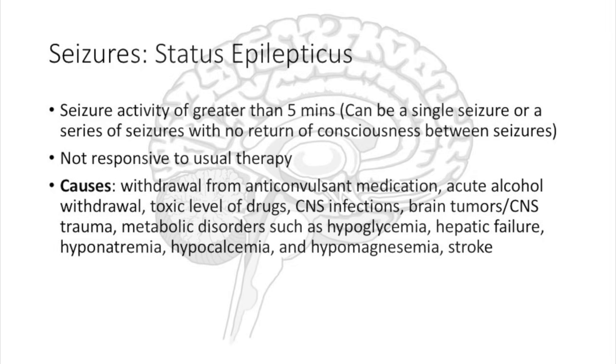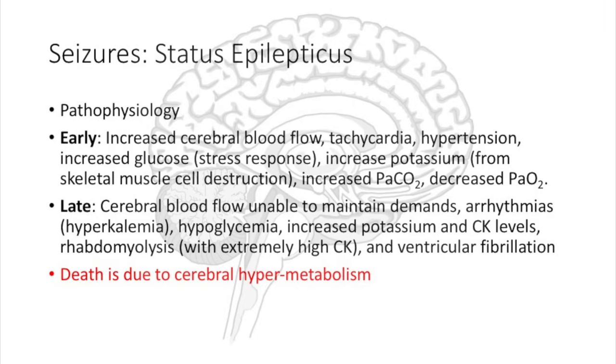So what happens during this? Early, there's increased cerebral blood flow, tachycardia, hypertension, and increased glucose from the stress response, and also an increase in potassium from skeletal muscle cell destruction, and increased PaCO2 and decreased PaO2. Later on in the seizure, cerebral blood flow is unable to maintain demands, so you end up with cardiac arrhythmias from hyperkalemia, hypoglycemia from metabolism in the brain, increased potassium and CK levels, rhabdomyolysis, and ventricular fibrillation. Death from status epilepticus is due to cerebral hypermetabolism.